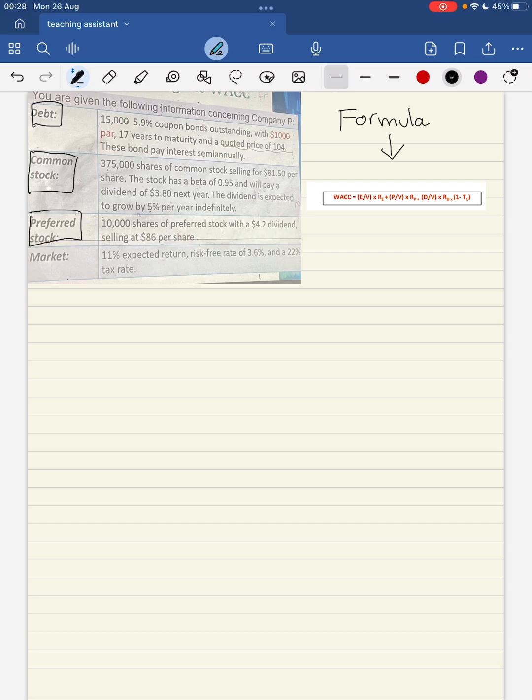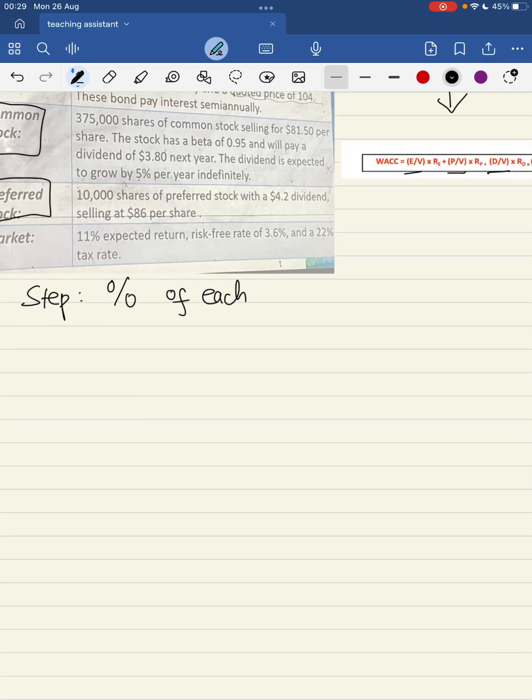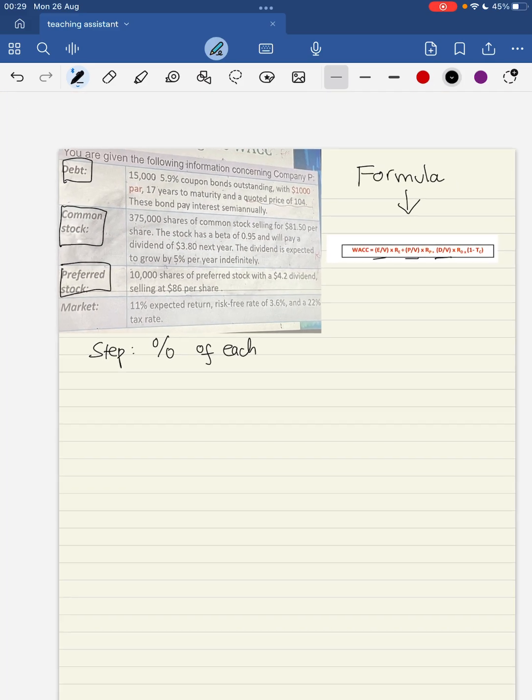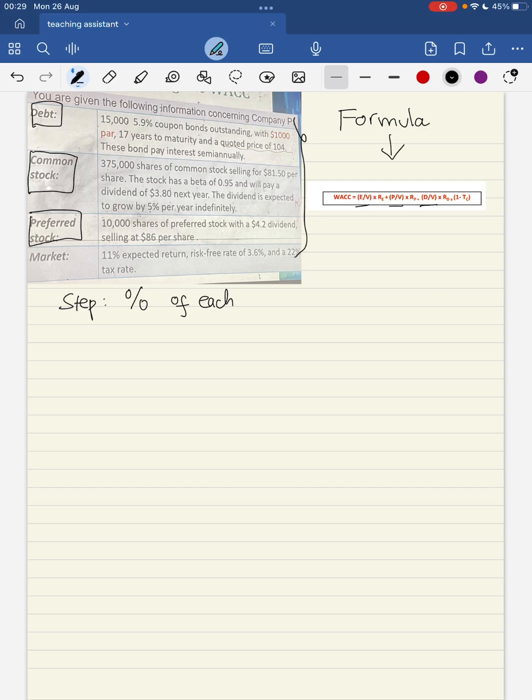In this company, P, that has been given on the screen, as we can observe, there are three components of the capital structure: debt, common stock, and preferred stock. Our first step is to find the percentage of each, which means we are trying to find E divided by V, P divided by V, and D divided by V on the formula that is showing on the screen right now. However, in this question, the value of the company hasn't been computed. Therefore, we will have to find it out.